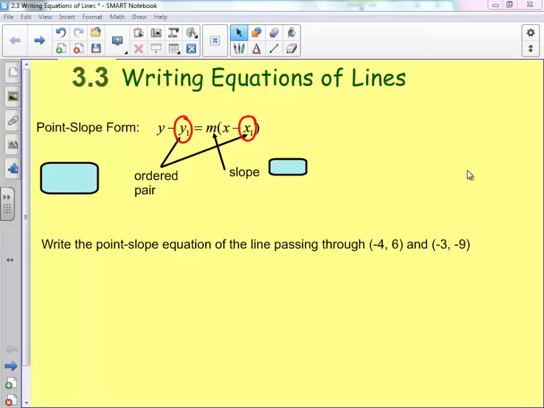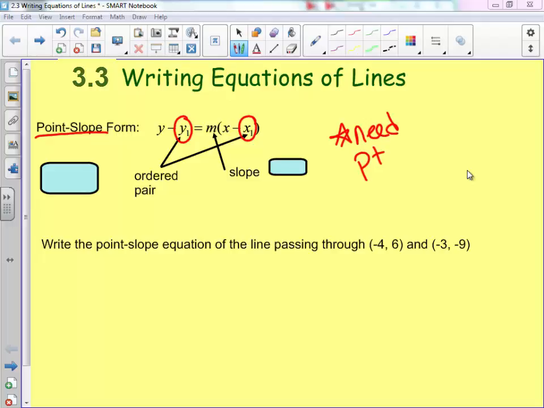So first off, notice it's called point-slope. That's because we need a point, we need a slope. Alright, so now we want to write the equation that goes through these 2 points. First thing, we don't have a slope. So let's go ahead and figure out the slope between these 2 points using our formula from yesterday.